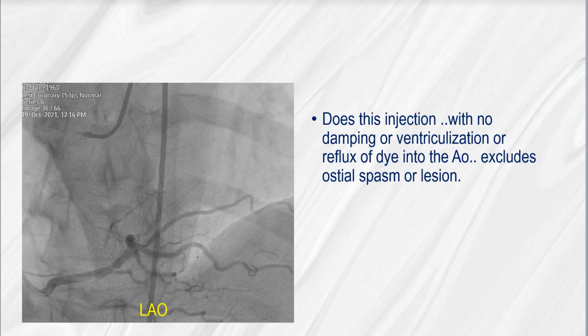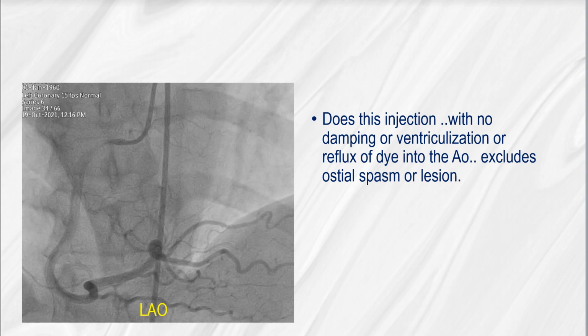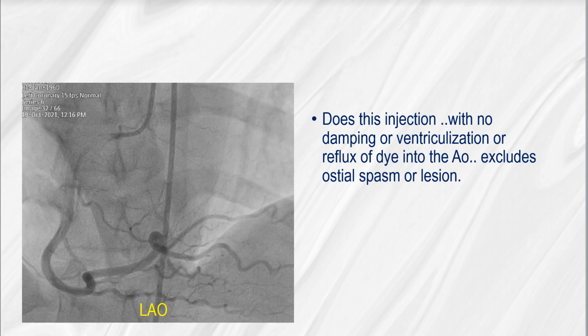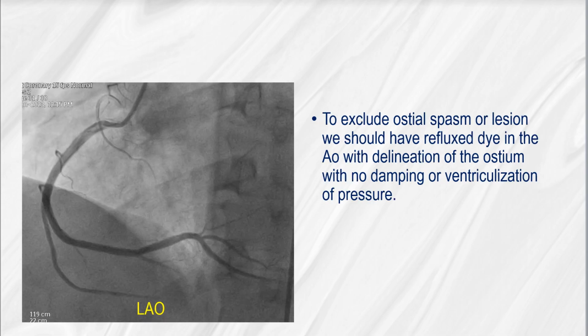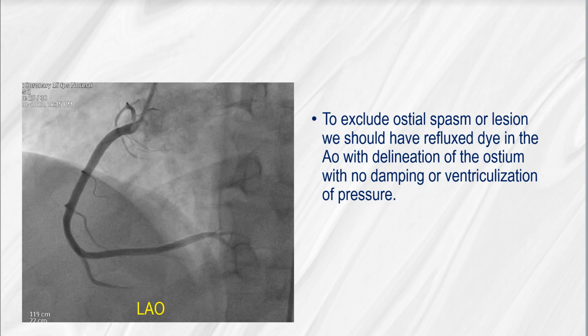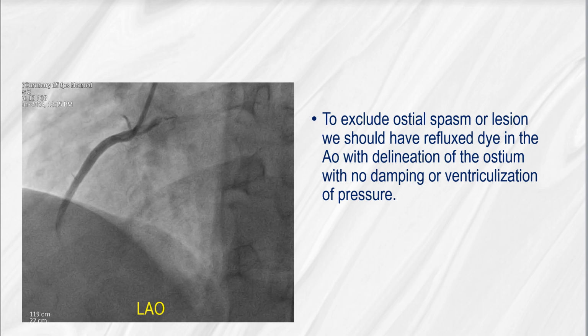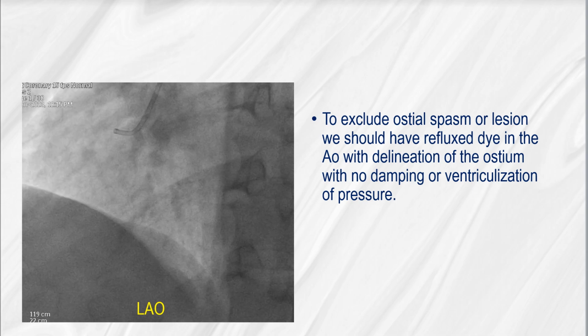Regarding case number 11, does this injection with no damping or ventricularization, or reflux of dye in the aorta, exclude ostial spasm or lesion? To exclude ostial spasm or lesion, we should have refluxed dye in the aorta with delineation of the ostium, with no damping or ventricularization of pressure.